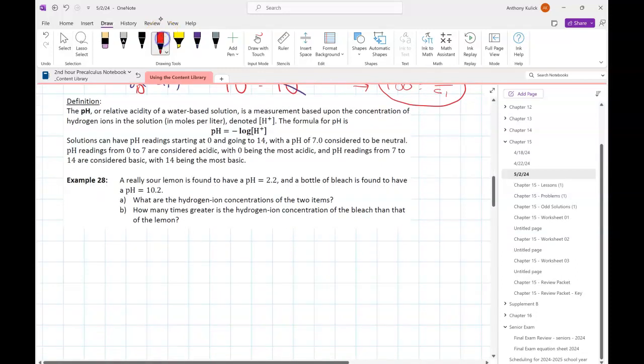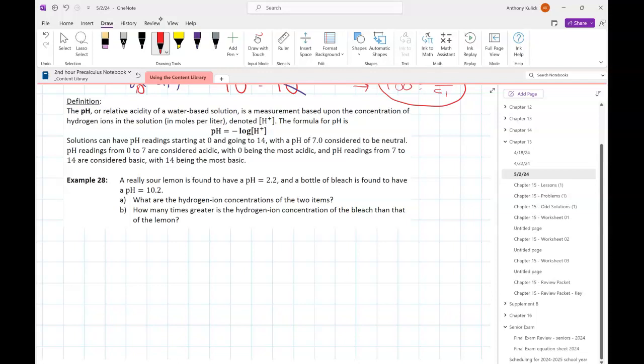A third application, pH. Chemistry students, you know what pH is? Measurement of acidity for a solution. That acidity measurement is based on the concentration of hydrogen ions in a solution. We usually, in chemistry, measure that in moles per liter. AKA, what do we call that in chemistry? Moles per liter has a special name. It's molarity. Molarity is what you called that.